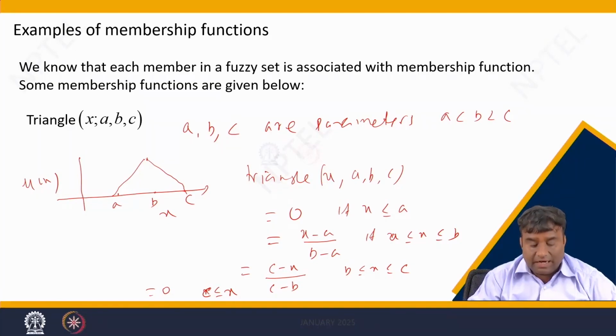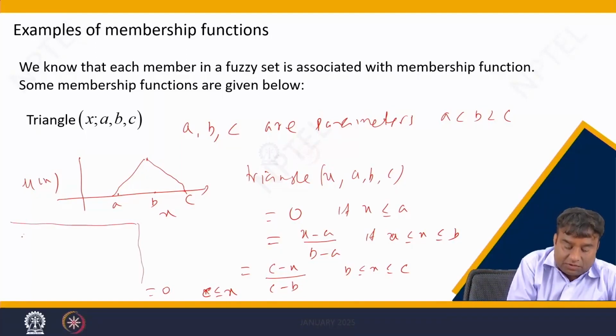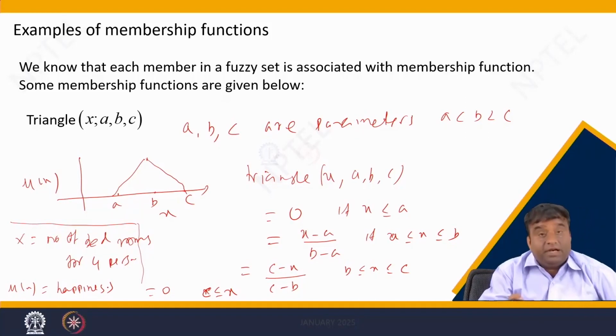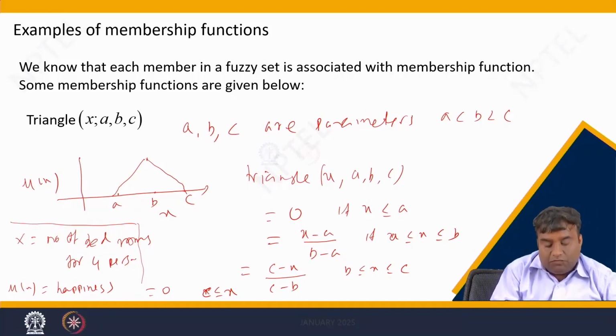Here you can take an example: let x denote the number of bedrooms for 4 persons, and mu x denote the happiness. If b equals 4, then there will be maximum happiness, though it depends. So let us assume that fewer bedrooms give less happiness, and so on.